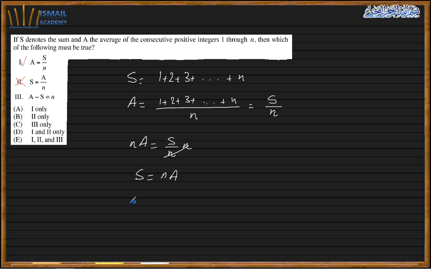And when we subtract S and A, I don't think we will have n because we don't cancel. It's like a fraction again. This makes no sense too. So the only answer I have is A.